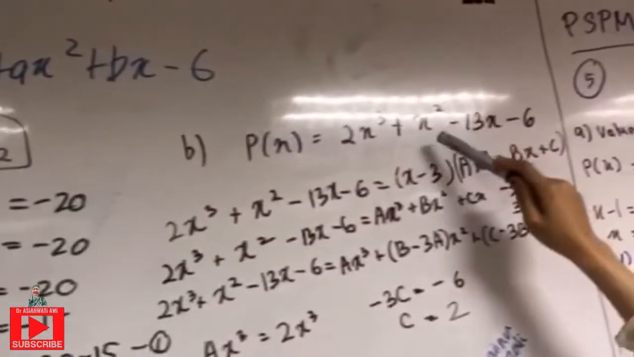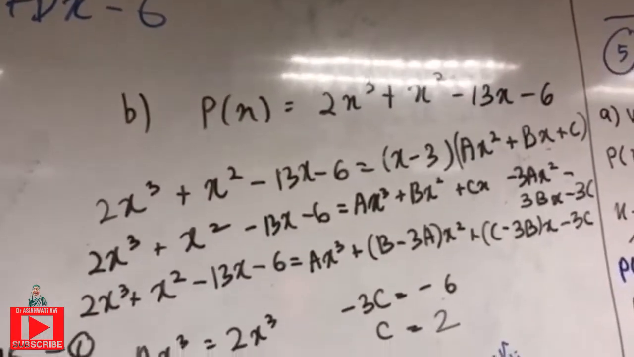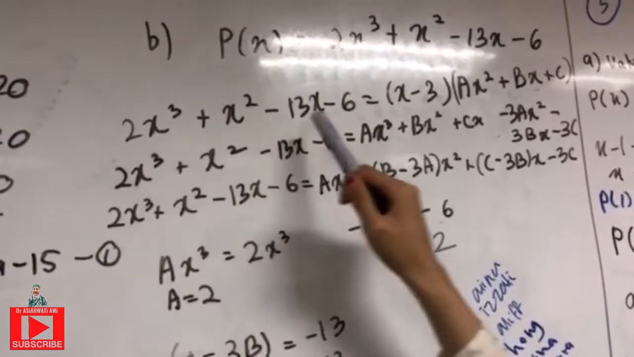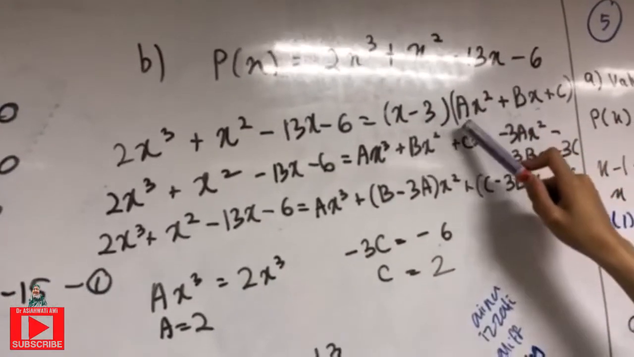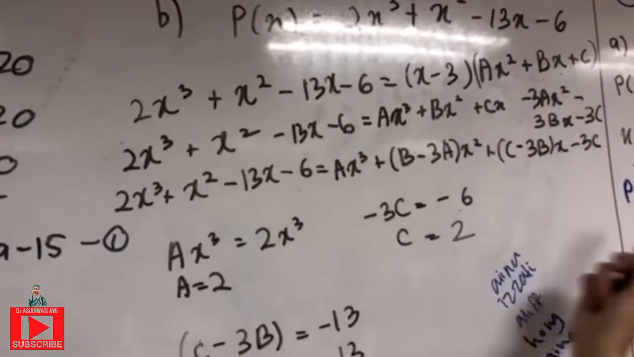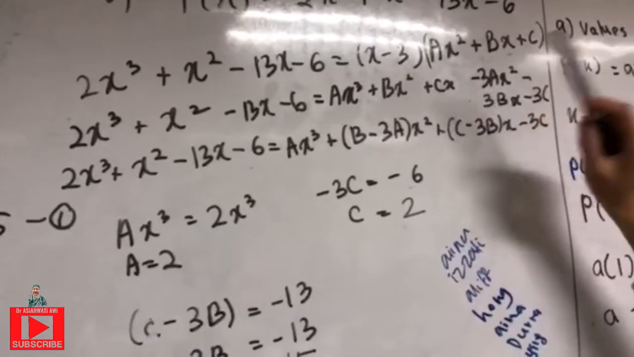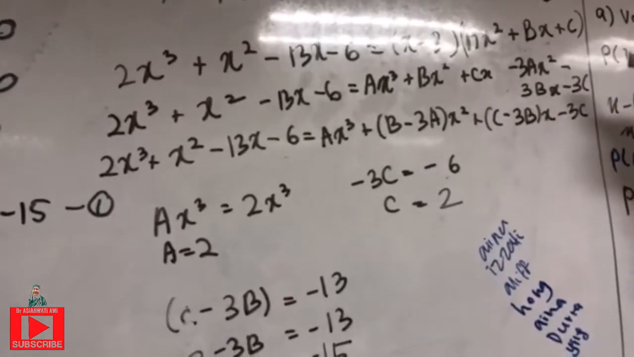Okay, after we substitute the value of a and b in this equation, we can get 2x cubed plus x squared minus 13x and minus 6. Okay, now we are going to do a comparing coefficient. So px equal to the factor, one of the factor is x minus 3. So, and we times dengan general formula. So, kita expand. Lepas tu kita akan dapat ax kuasa 3 tambah bx kuasa 2 tambah cx tolak 3ax kuasa 2 tolak 3bx dan tolak 3c.